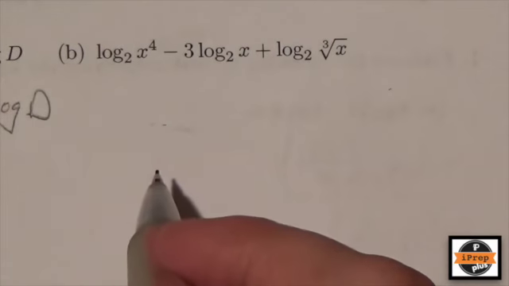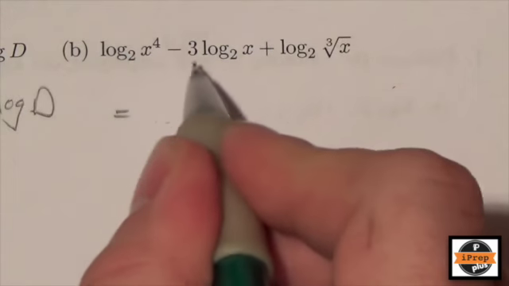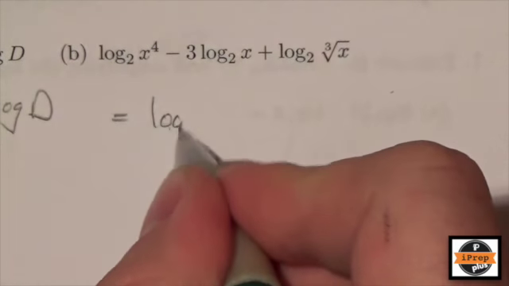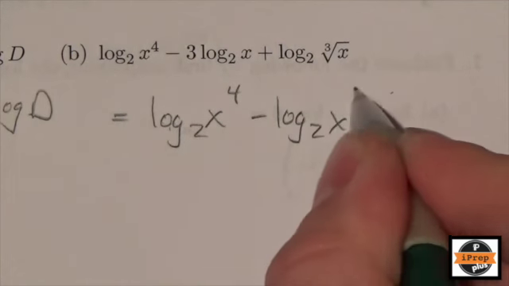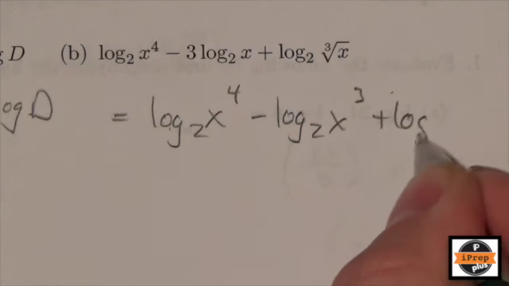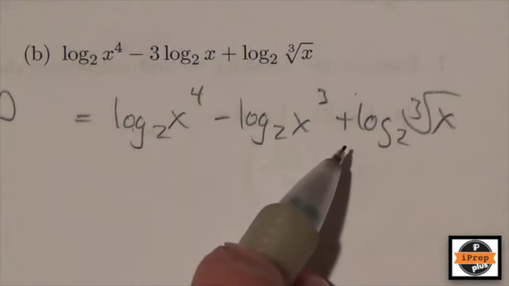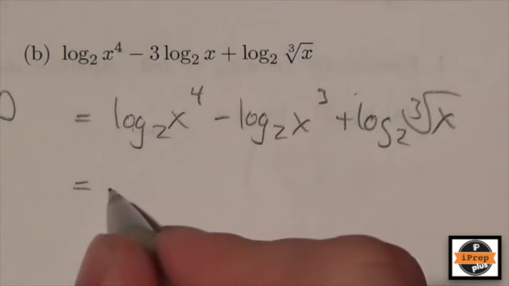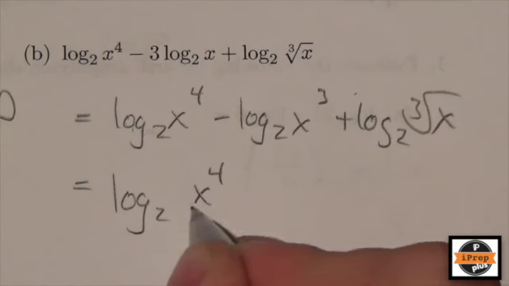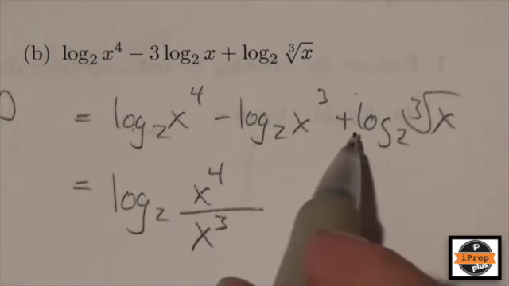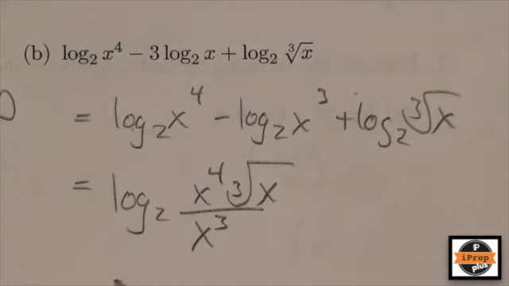And in this case here, we're going to quickly move that 3 up into the exponent, so this will become log base 2 of x to the 4 minus the log base 2 of x cubed plus the log base 2 of the cube root of x. And then we're going to combine these. Subtraction becomes division, so this will become the log base 2 of x to the 4 divided by x cubed, and then again addition becomes multiplication, so the cube root of x.